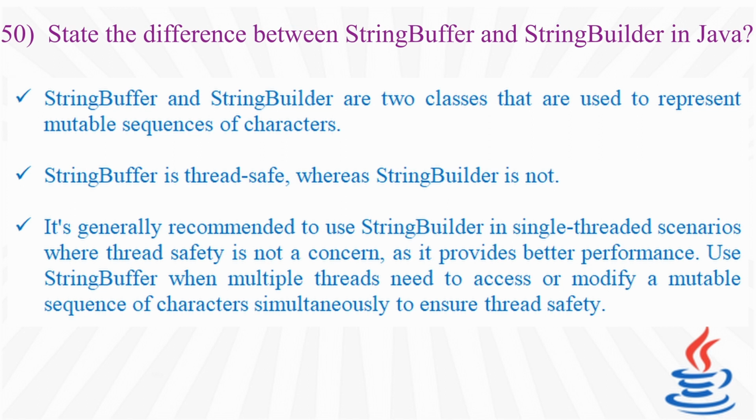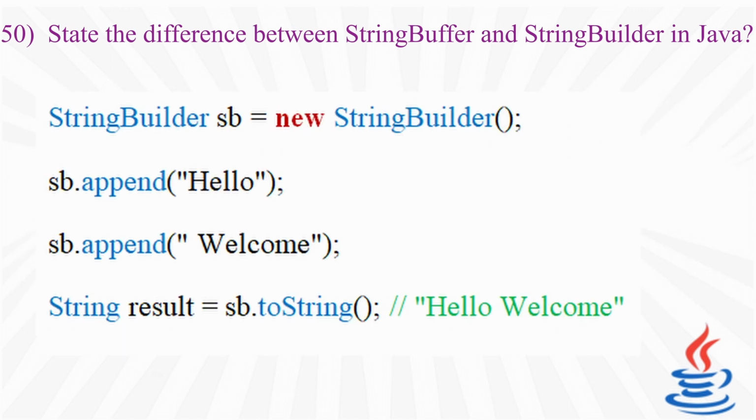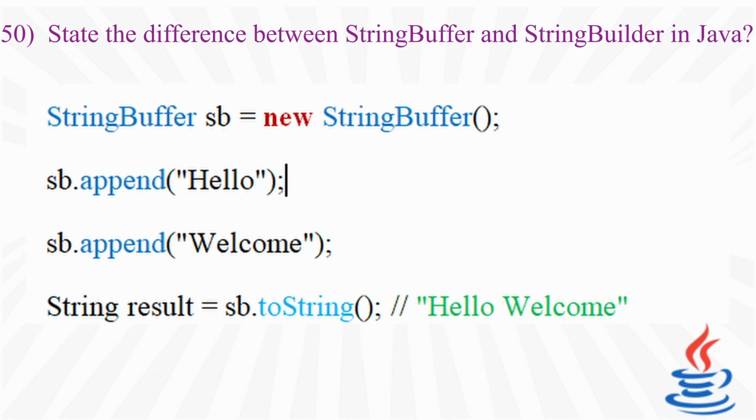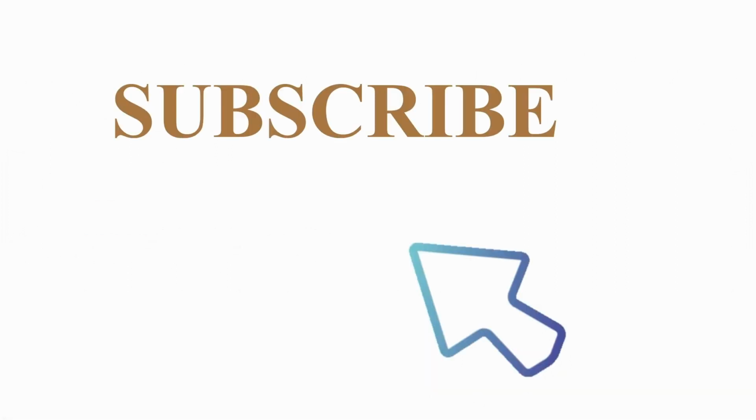Therefore, it's generally recommended to use StringBuilder in single-threaded scenarios where thread safety is not a concern, as it provides better performance. And use StringBuffer when multiple threads need to access or modify a mutable sequence of characters simultaneously to ensure thread safety. Here is an example of using StringBuilder to concatenate strings. And here is an example of using StringBuffer to do the same thing.